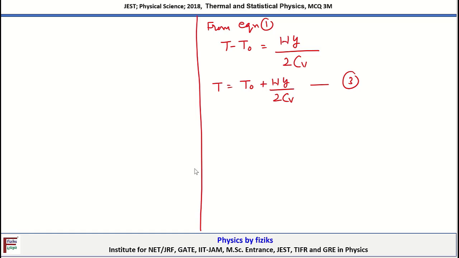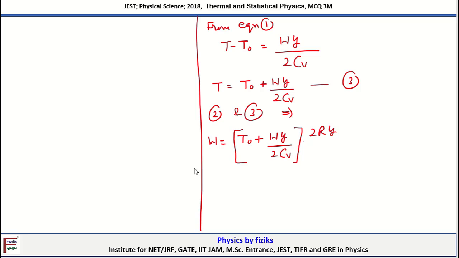Now equations 2 and 3 imply, so I'm going to replace T with this expression in equation 2, so that W comes out to be equal to T, which is T naught plus Wy upon 2Cb, into 2Ry divided by h square minus y square. So let's call this equation 4.